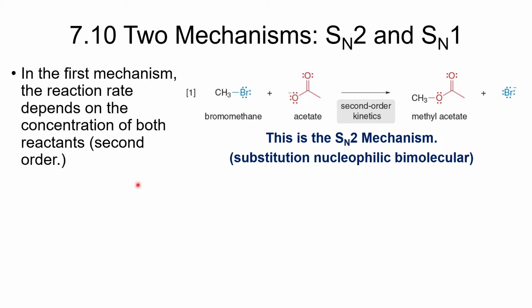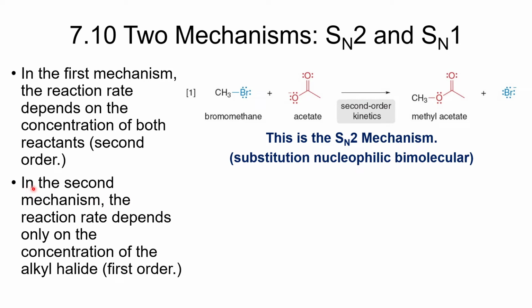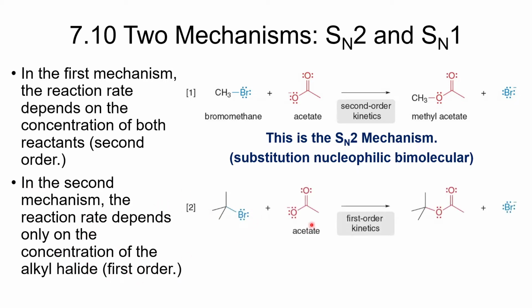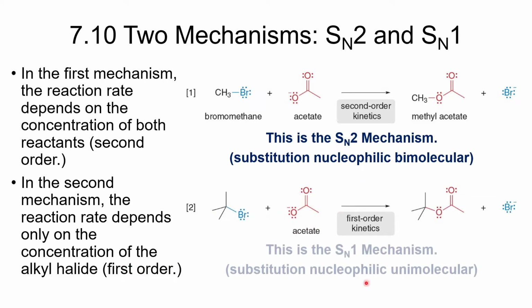So SN2 mechanism. The other mechanism, the reaction rate is only going to depend on the concentration of the alkyl halide, and so it's going to be first order. The reaction rate will not depend on the concentration of the nucleophile. And since it's first order, we call it SN1, substitution nucleophilic unimolecular. All right, so those are the two names. We're going to start first with the SN2 mechanism, and then we'll discuss the SN1 mechanism after that.